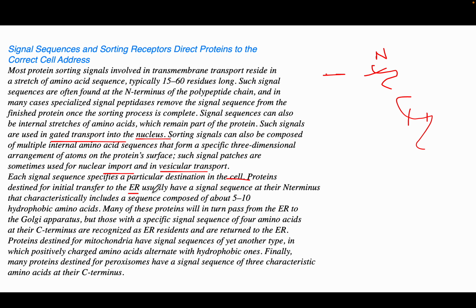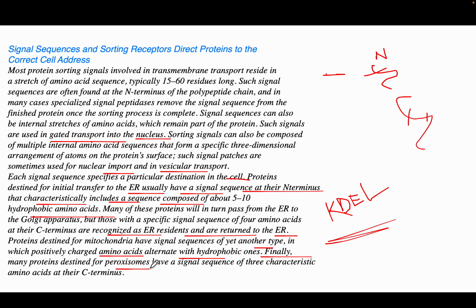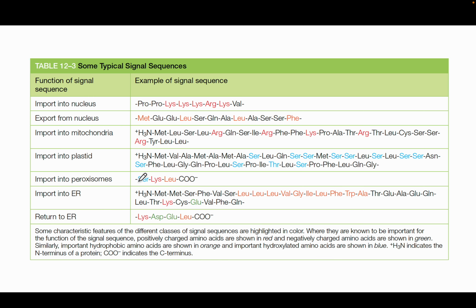Proteins destined for initial transfer to the endoplasmic reticulum usually have a signal sequence at their N-terminus that characteristically includes a sequence composed of about 5 to 10 hydrophobic amino acids. Many of these proteins will in turn pass from the ER to the Golgi apparatus, but those with a specific signal sequence of 4 amino acids at the C-terminus are recognized as ER resident and are returned to the ER. The specific 4 amino acid sequence is K, D, E, L. This sequence indicates that the protein should remain in the ER. Proteins destined for mitochondria have a signal sequence of yet another type, in which positively charged amino acids alternate with hydrophobic ones. And finally, many proteins destined for peroxisomes have a signal sequence of 3 characteristic amino acids at their C-terminus. We'll discuss this in more detail.